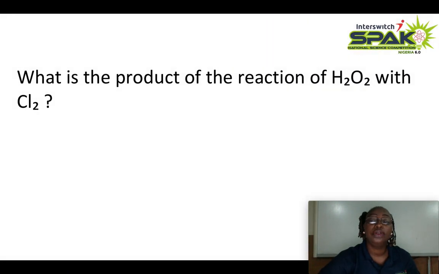What is the product of the reaction of hydrogen peroxide with chlorine? You can write the reaction so that you can get the answer. Try writing out the reaction. Hydrogen peroxide with chlorine will give you hydrochloric acid and oxygen gas. Hydrogen chloride and oxygen gas. This is one of the reactions of chlorine.